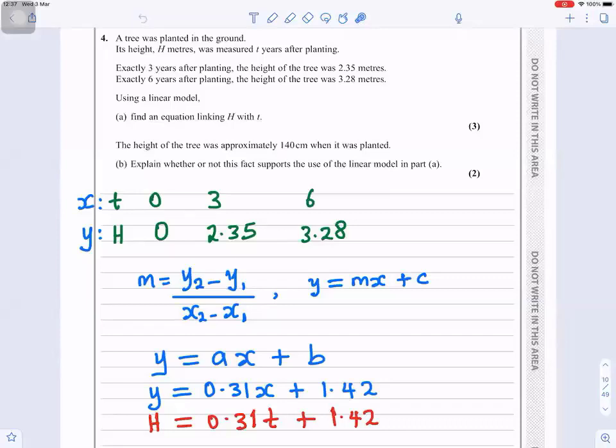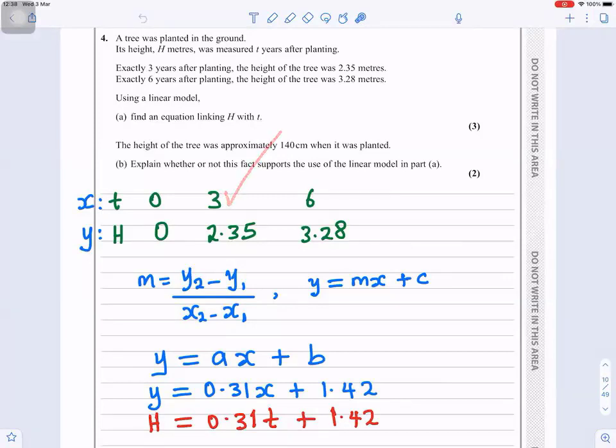Question number 4. A tree was planted in the ground. Its height, h meters, was measured t years after planting. And using the linear model, find an equation linking h and t. So we have x axis, y axis, but this time we're calling it t and h. So the t represents the x axis, the h represents your y axis. So at 0, 0, that's time 0, it starts, the height is 0.